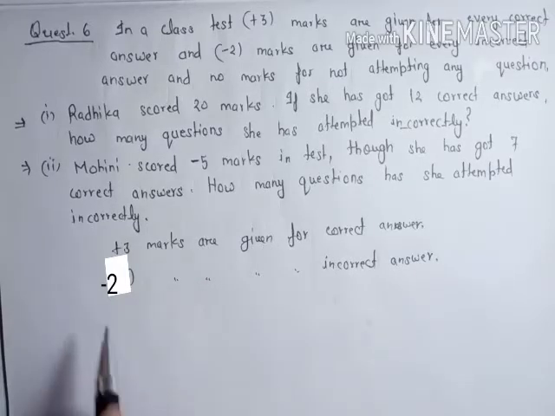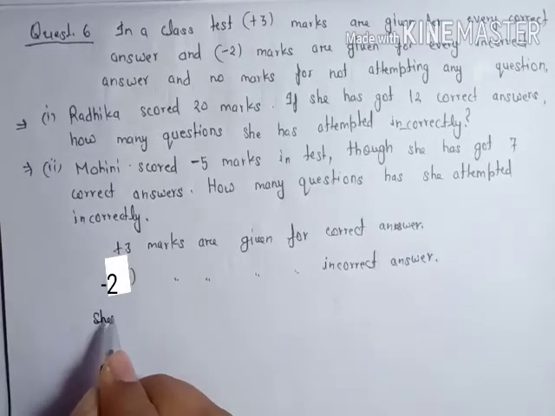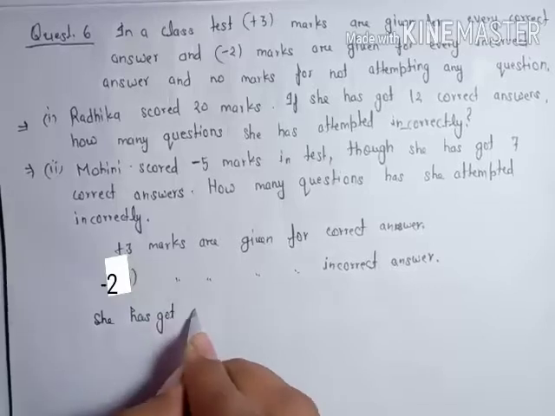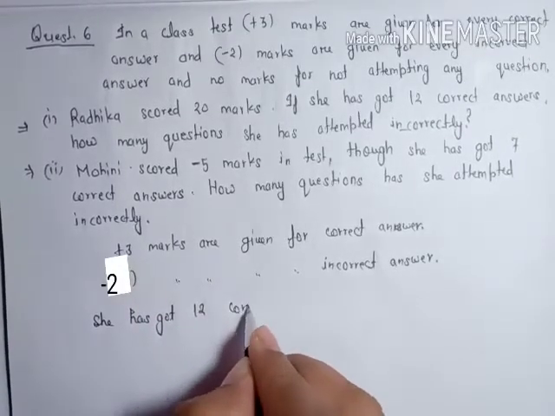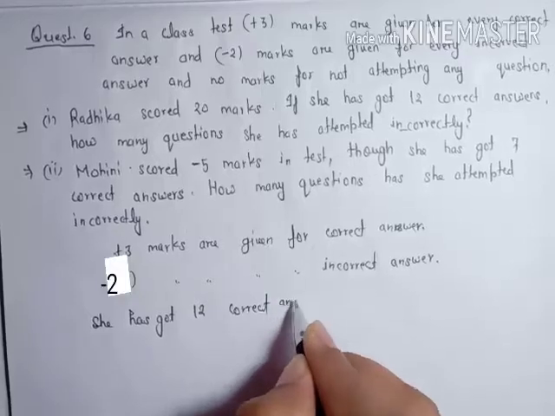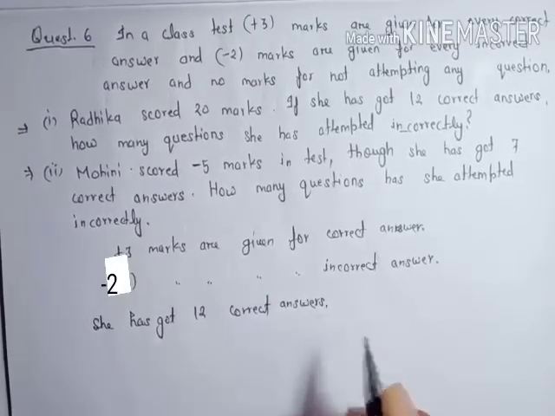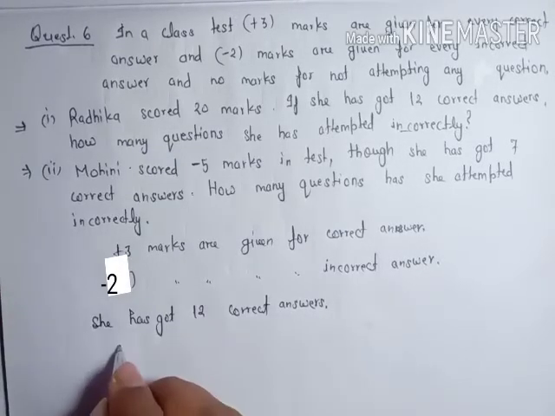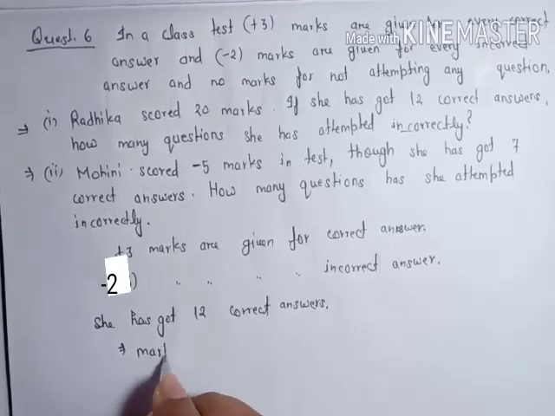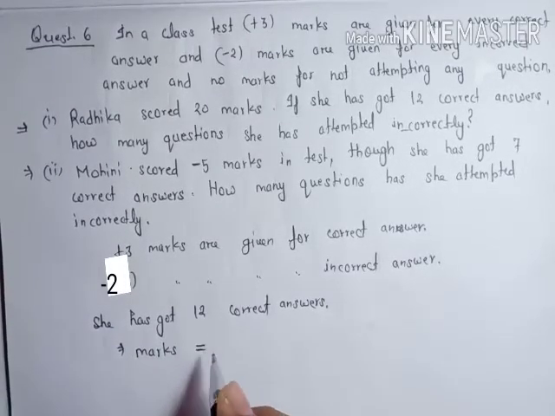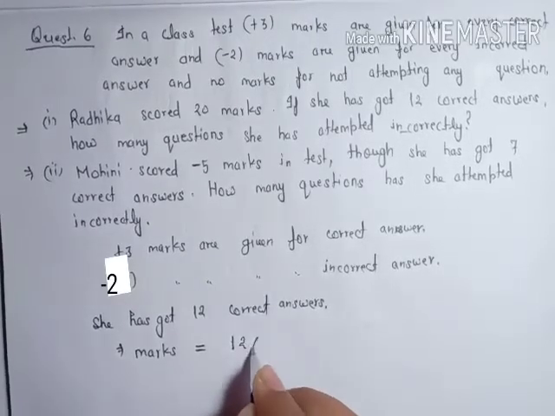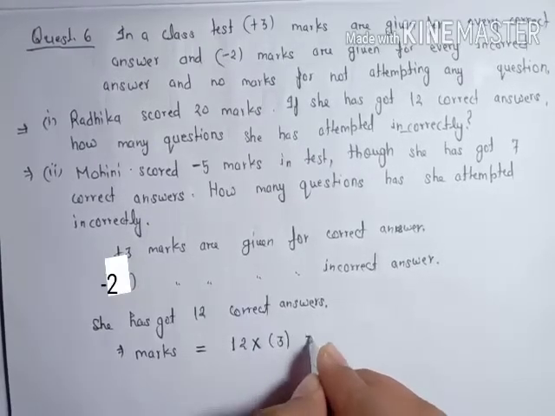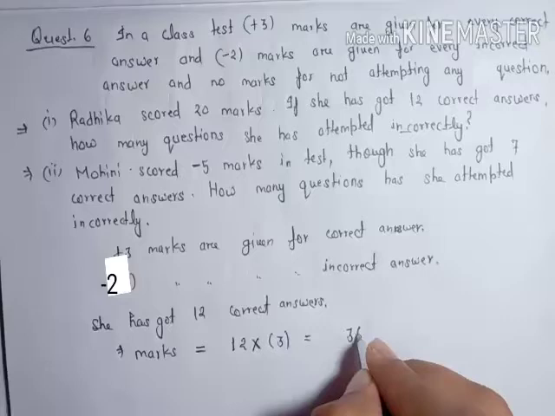And it is said that C has got 12 correct answers, and so marks awarded for these correct answers are total 12 questions, 12 answers are correct, and 3 marks for each question, that is 36.